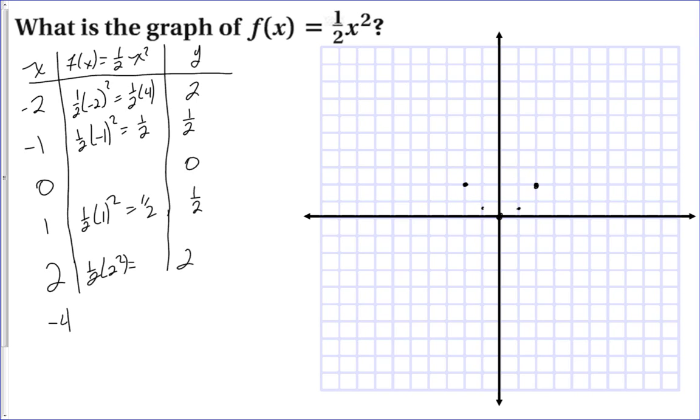Let's go ahead and jump out to negative 4 if you want to. 1/2 times negative 4 squared. Negative 4 squared is 16. Half of 16 is 8. And if you plug in a 4, you're also going to get out 8. So 1, 2, 3, 4. 1, 2, 3, 4, 5, 6, 7, 8. And then 3, 4, up to 8.